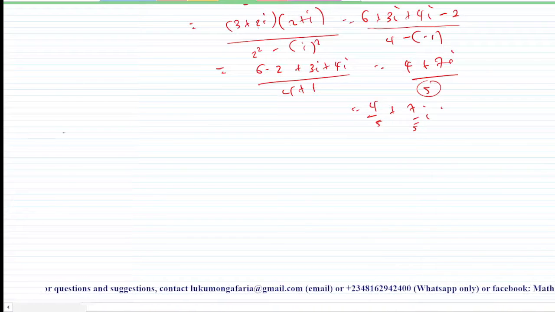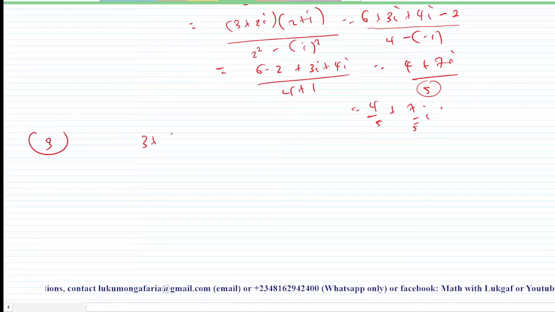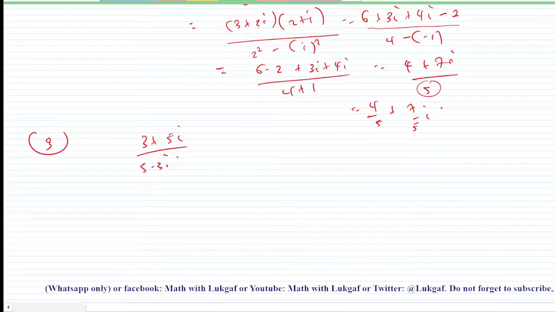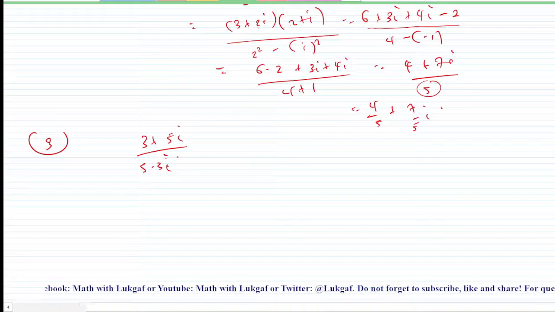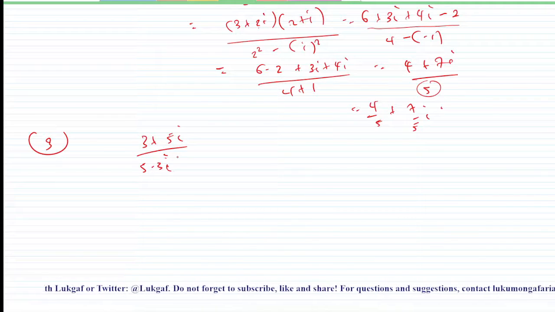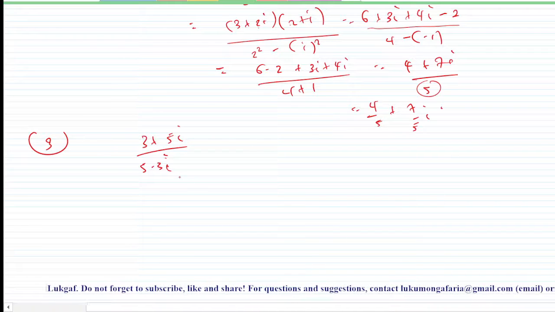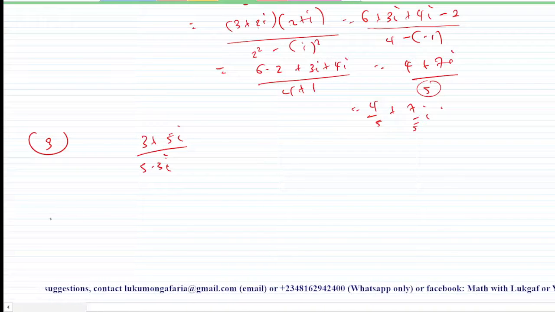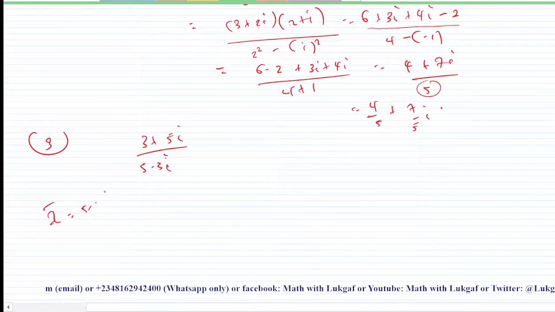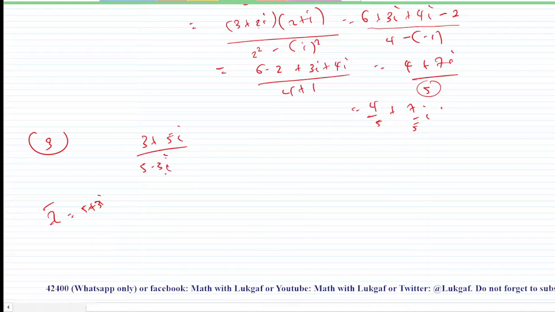Okay, what of this? If I have 3 plus 5i divided by 5 minus 3i, how are you going to do this? You know, it is simple when you have your denominator to be a real number. And you can make this a real number. How do you do that? Since you have 5 minus 3i, which is a complex number, if you multiply it by its conjugate, what is the conjugate of 5 minus 3i? That's going to give me 5 plus 3i. So if you multiply it like that, you are going to have what?